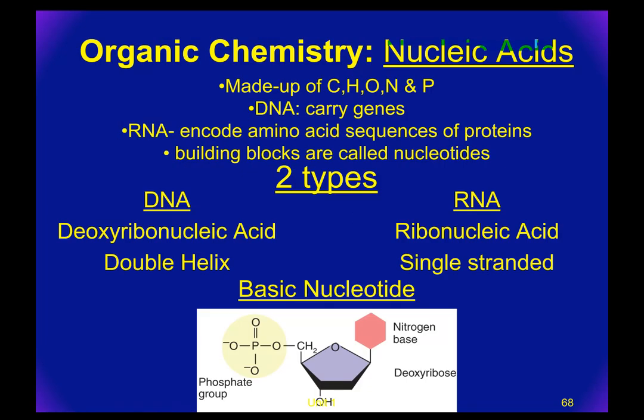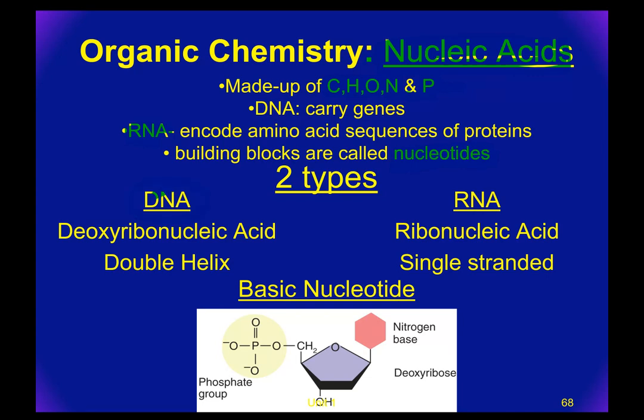So the nucleic acids, DNA and RNA, they are also made up of carbon, hydrogen, and oxygen. Nitrogen is also a major player, but so is phosphorus, okay? DNA is one of our nucleic acids, and it carries our genes. It carries our instruction manual. RNA actually has quite a few jobs, but it does encode amino acid sequences for proteins. The building blocks of our nucleic acid, remember the building blocks for protein was amino acids? Well, the building blocks for our nucleic acids are called nucleotides, okay?